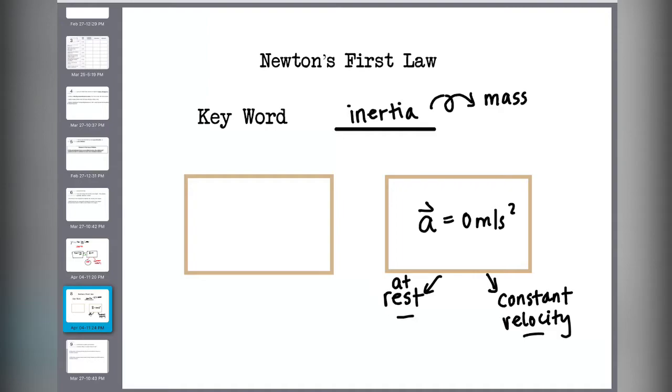And the other thing that the first law is also saying is that if something is not accelerating, there is a given parameter that it has to fit. And that one is F net, the net force. The overall net force acting on the object must also be zero.